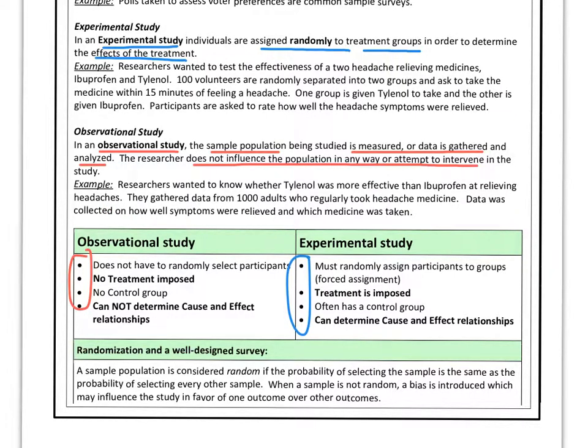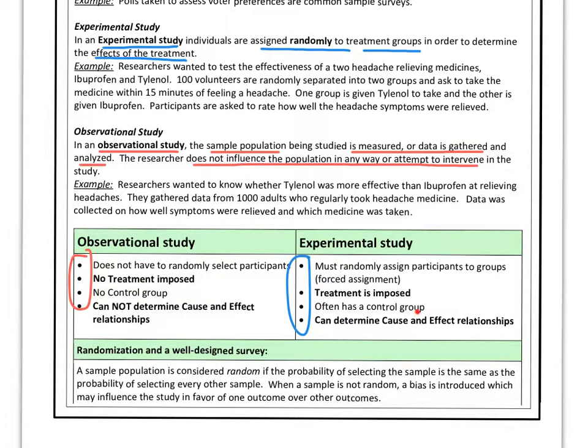So a couple key notes about observations versus experiments, because those are the two that often get mixed up the most. Treatment is imposed on an experiment, but not on an observation. You must randomly assign your participants to groups. It's forced assignment. You don't get to choose which group you're part of. But for an observation, you don't have to be randomly selected in order to go into a particular group.